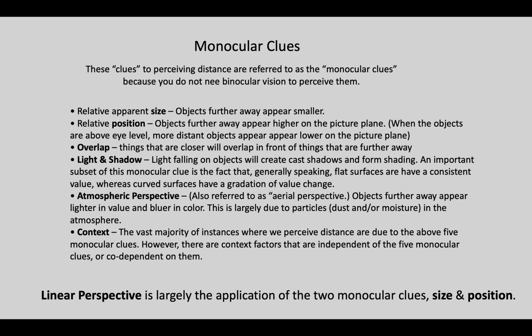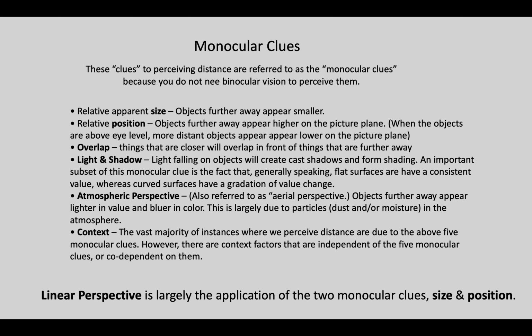Overlap, it's kind of a no-brainer. If one object is covering another object, overlapping in front of it, we know it's closer. Light and shadow, as artists, we use this one a lot, and on the last two slides we'll deal with light and shadow on this assignment. But quite simply, light falling on an object will create cast shadows and form shading. And you also have the ambient light, whatever the light is in the room or in the space, the overall light. So you have a variety of types of light, but light and shadow.